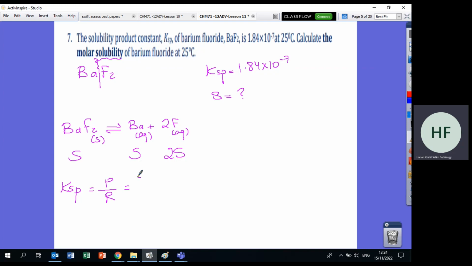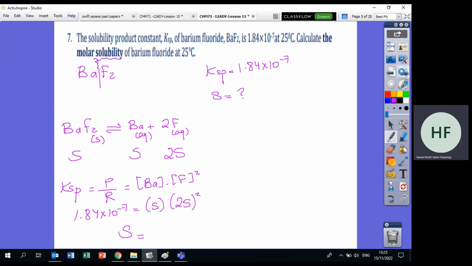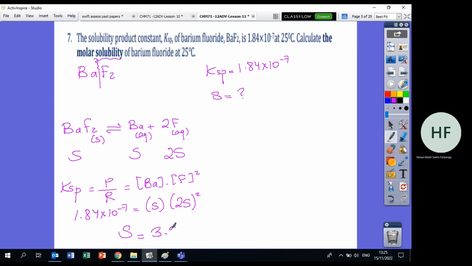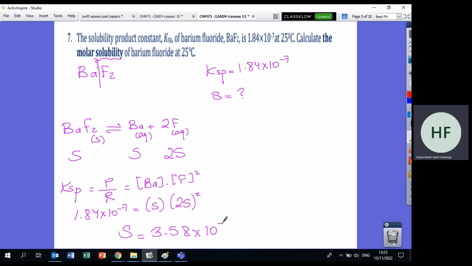Okay, what are the products? Ba, and 2F becomes F squared. Now the Ba is S, F squared is 2S squared. Now this is equal to 1.84 times 10 to the minus 7. Put it in the calculator and solve for S. Let me check if I have the answer. Okay, here S will be 3.58 times 10 to the minus 3.